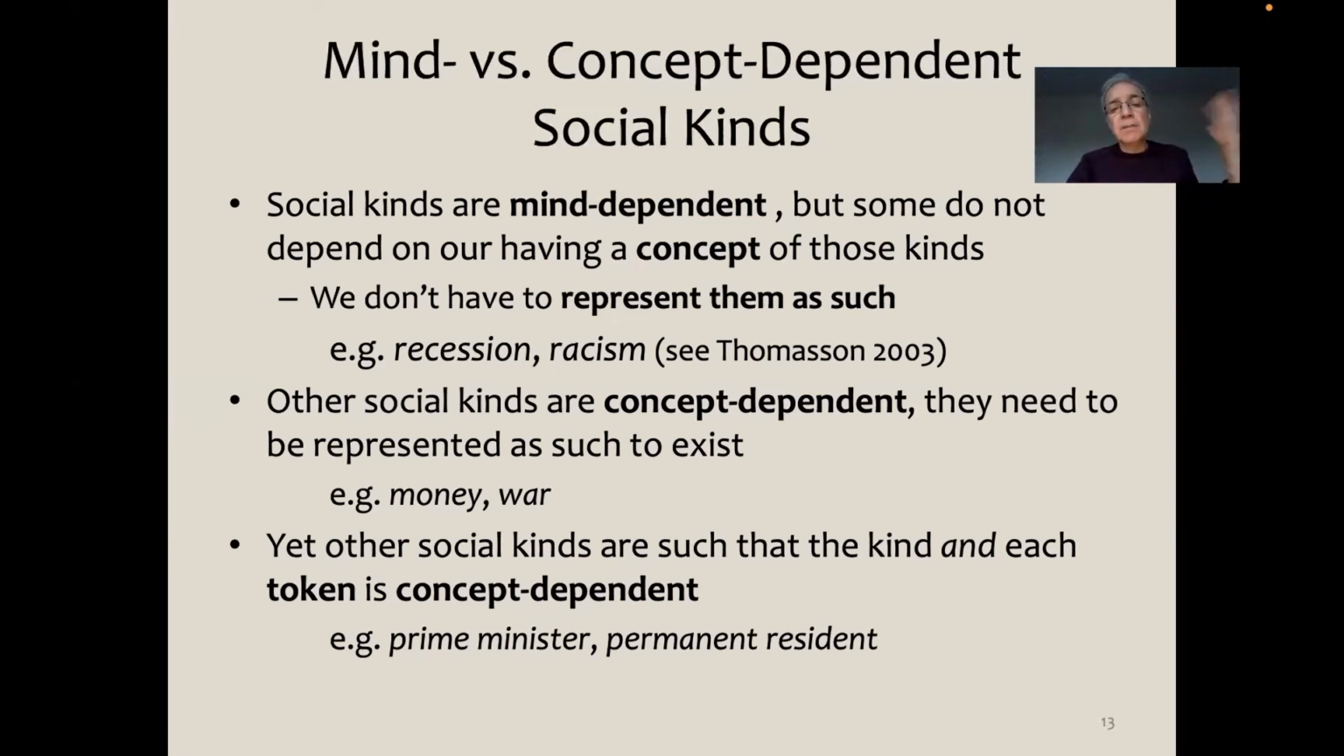So it seems as though this is an interesting distinction among different kinds of social kinds, and it might explain some of the features, why some social kinds are different from others, and why they seem to come into existence or maybe fall out of existence in a different way from other social kinds. But I'm going to leave it there, and maybe you want to think about it some more.